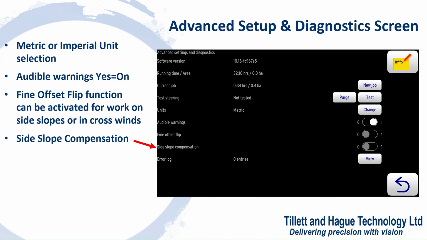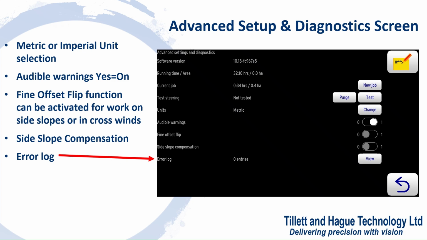Side slope compensation is an experimental feature allowing the camera system to automatically compensate for side slopes, reducing the amount of fine offset adjustment required to maintain correct cultivation position. The final item gives you the option to view the error log.